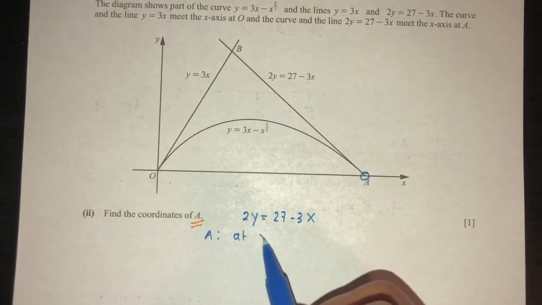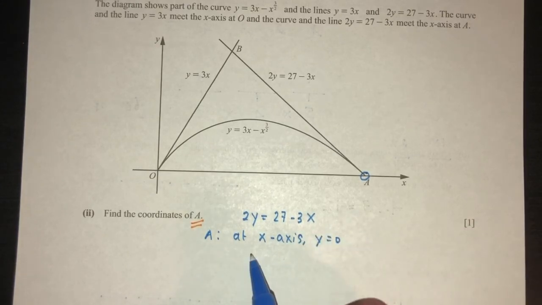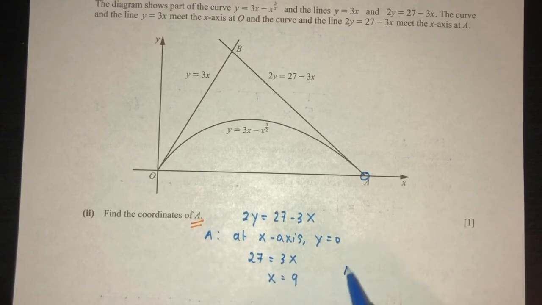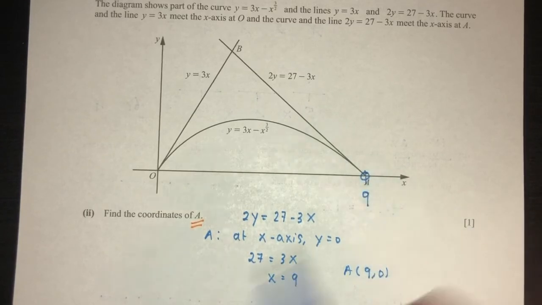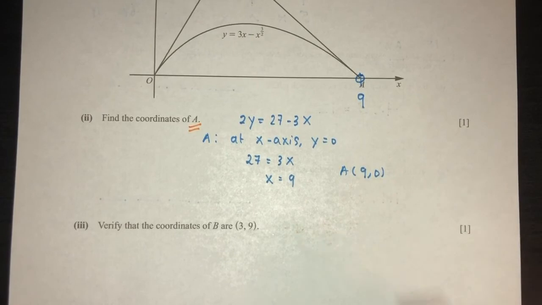So at the x-axis, what do you know? The value of y has to be 0. So 27 is equal to 3x, and x has to be 9. So point A has to be (9, 0). This is 9. The next one is to verify the coordinates of B are (3, 9).